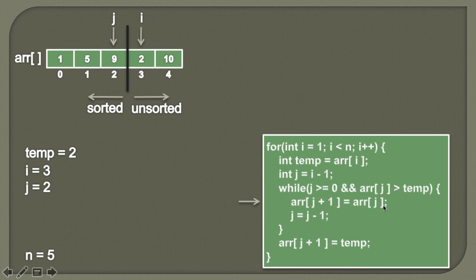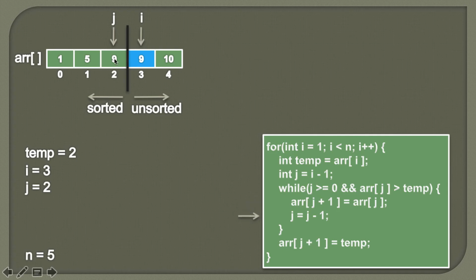So what we do is, we simply shift this value by one position by storing the value at jth index into j plus 1th index. So j is 2. So this value 9 we are storing in j plus 1th index, which is the third index. So 9 comes here with a shift. And as we have already stored this value in the temporary variable, we can override this part. So 9 goes to the third index.